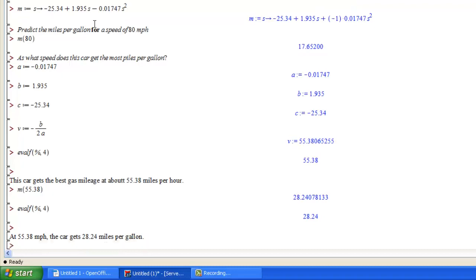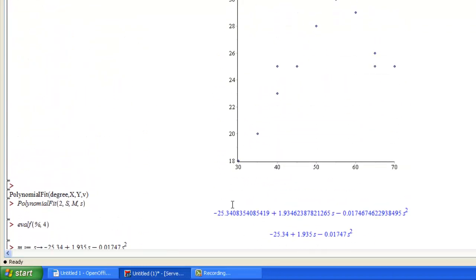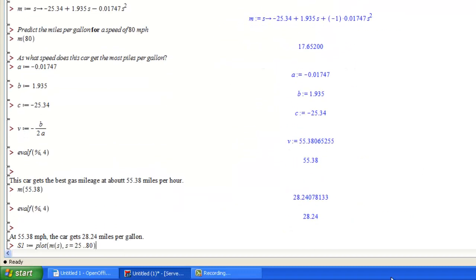So finally, let's see what this graph looks like. Again, we can display both the graph of the best fit parabola and the scatter plot in one frame by using the plots command. So we define two plots. So S1 is going to be the graph of our polynomial. We take S1 colon equal to be the graph plot m of s with s between 25 and 80. 25 and 80 is fairly reasonable. If we look at our scatter plot, see the data starts around 30 and ends around 70. So 25 to 80 gives a little space on either side and is a reasonable range of values to use.